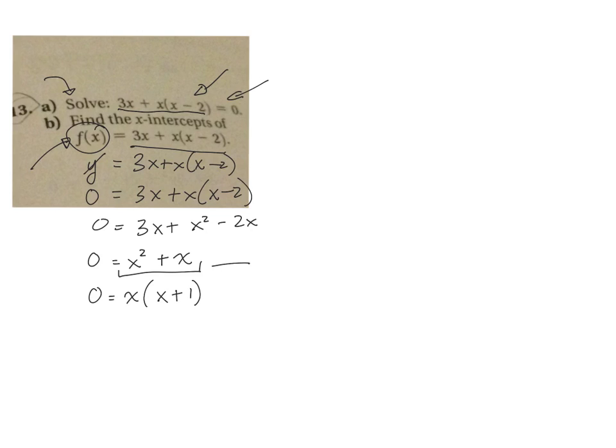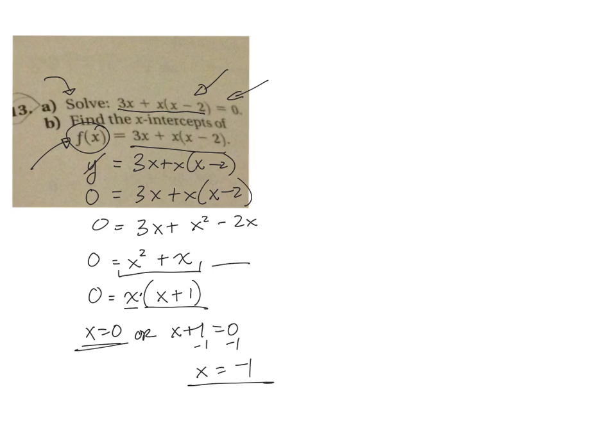And then I've got a 0 property. So I have this thing times this thing is equal to 0. One of them has to be 0. So either x is equal to 0, that's one of my answers, or x plus 1 is equal to 0. Solving for x, I subtract 1 from each side, I get x is equal to negative 1. So negative 1 and 0 are my two answers to that question.